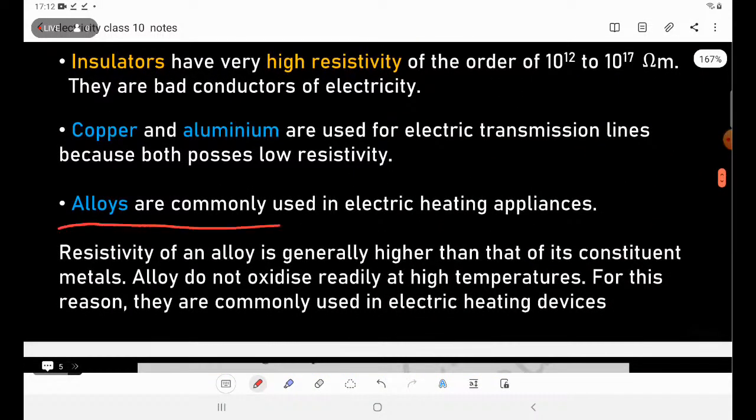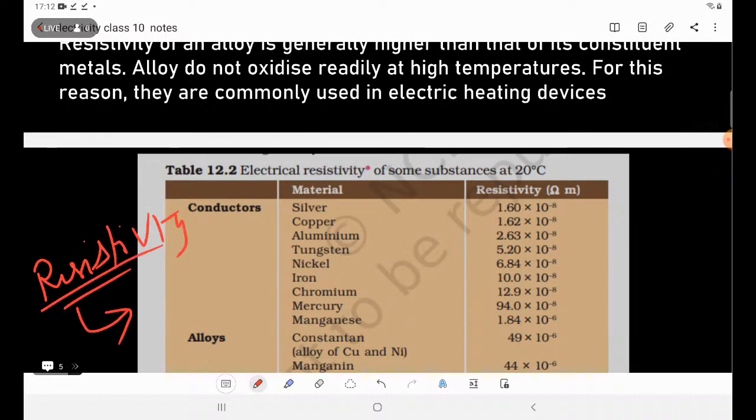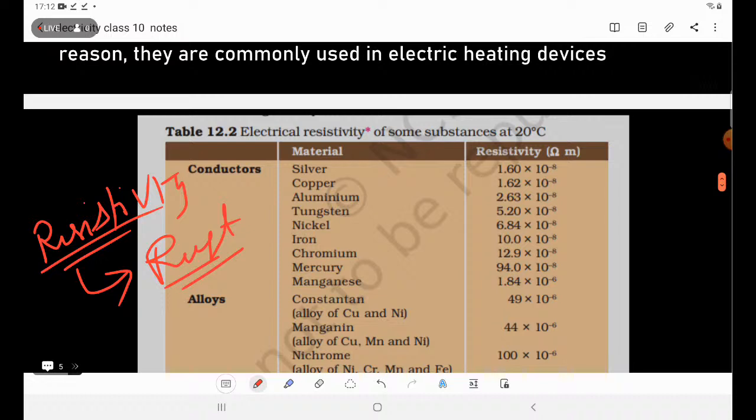Alloys. So why are alloys used commonly in electric heating appliances? This is a more frequently asked PYQ that I observed. So you have to remember this, because first of all they have high resistivity, and they do not rust, or you can say they do not oxidize at high temperature. These 2 points were very important, and they have more resistivity compared to the constituent metals present in them.